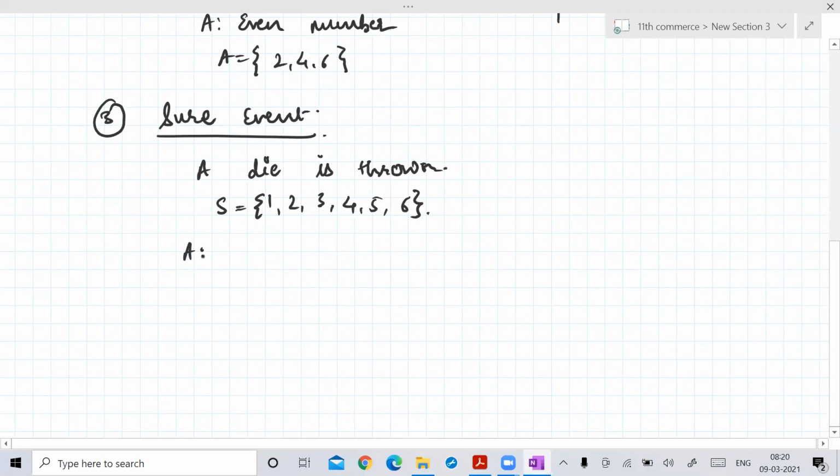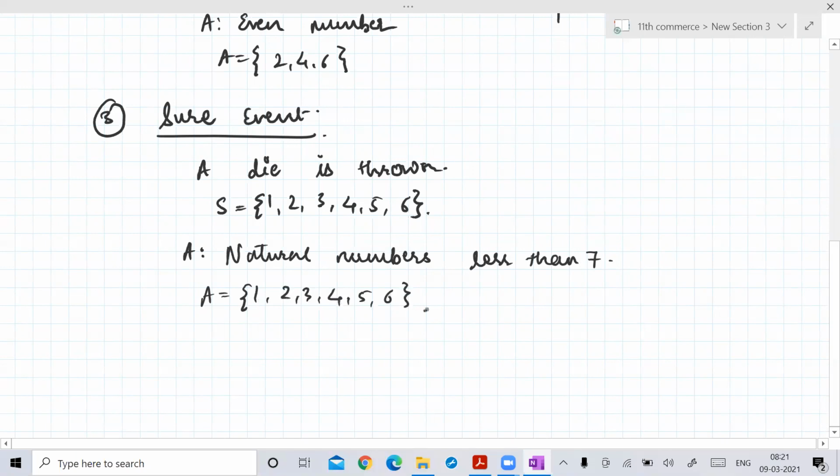Suppose I ask you for natural numbers less than 7. What are the elements in A? 1, 2, 3, 4, 5, 6. In this I can observe that the whole sample space is completely repeated in event A. Whatever is in the sample space, it is completely present in event A. That means this is a sure event.